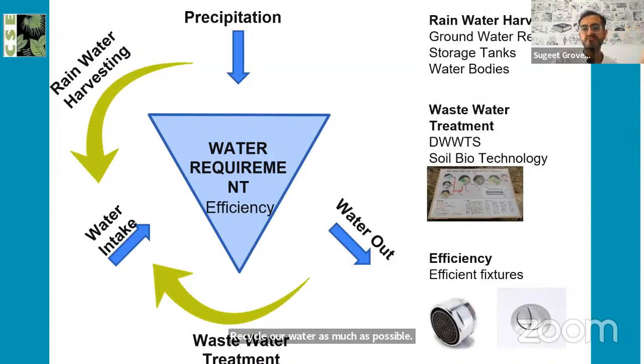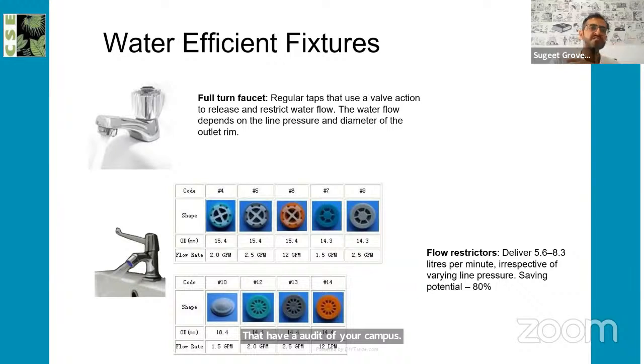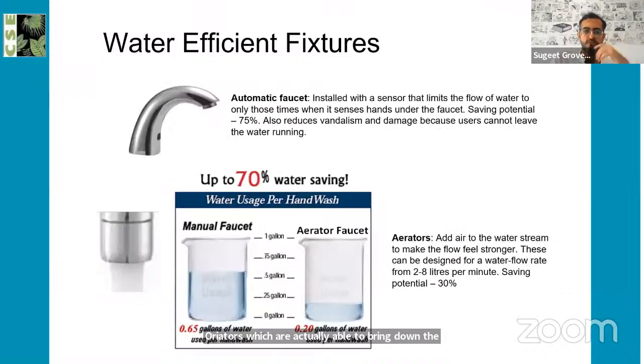And the third thing is, of course, that the water we consume has to be used in a more efficient way. The easiest way to do that is to have an audit of your campus, find out what kinds of fixtures you have and what kinds of fixtures can go on them. There is something called low-flow restrictors or aerators, which are able to bring down the amount of water coming out of your taps or faucets.